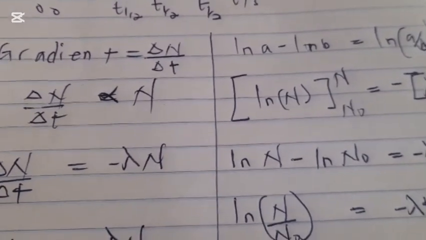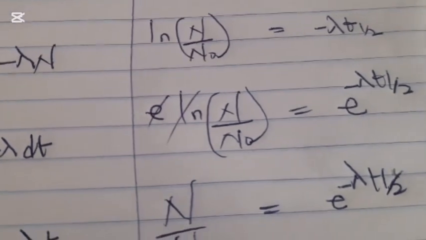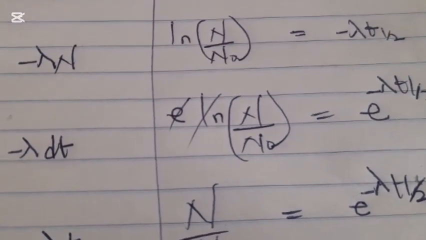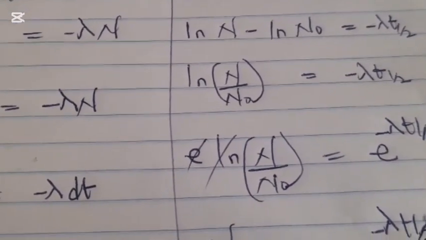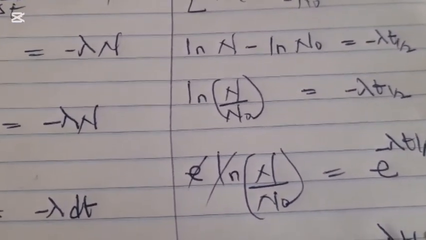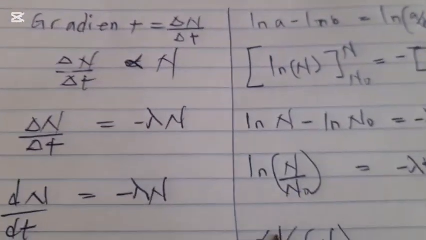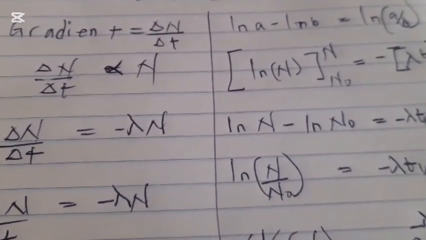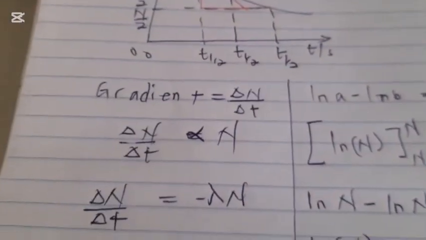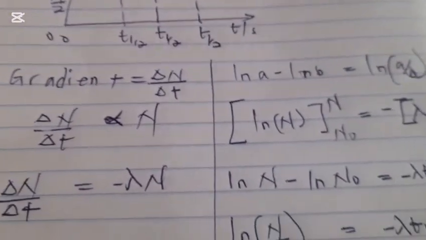Rearranging that using the laws of logarithm, it gives us ln of N over N naught. Now we want to remove the ln function, so we introduce the exponential function, which will take the ln away. So we have N over N naught, that is the amount remaining over the initial amount, is equal to e exponent minus lambda t half.